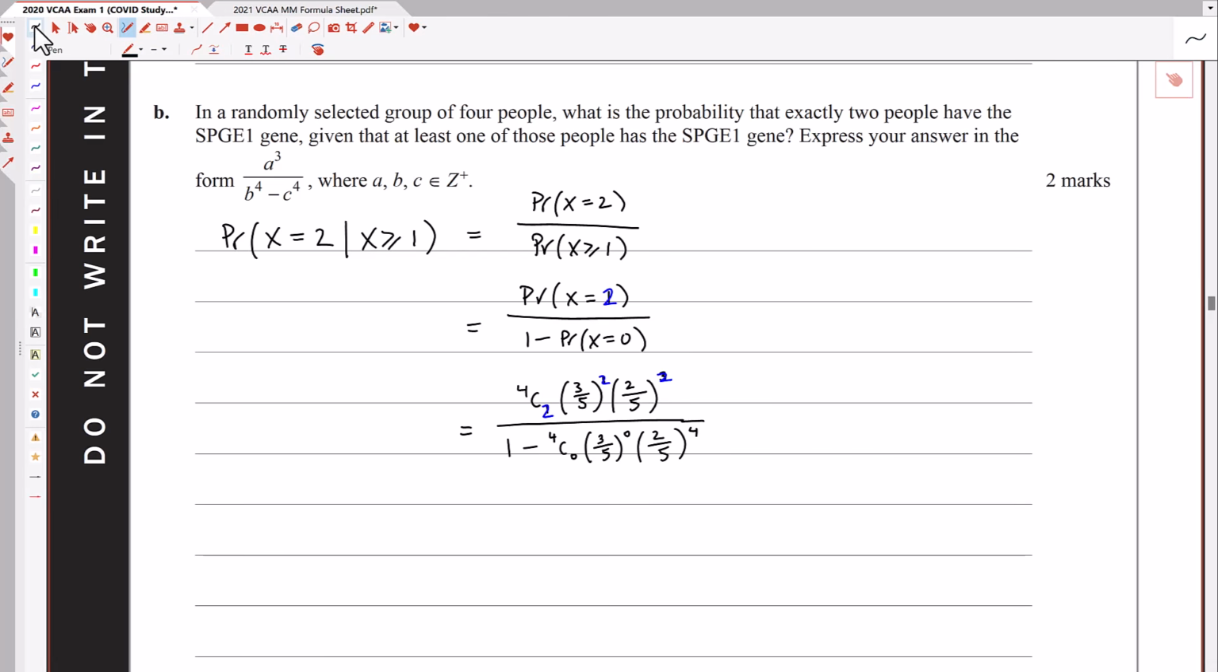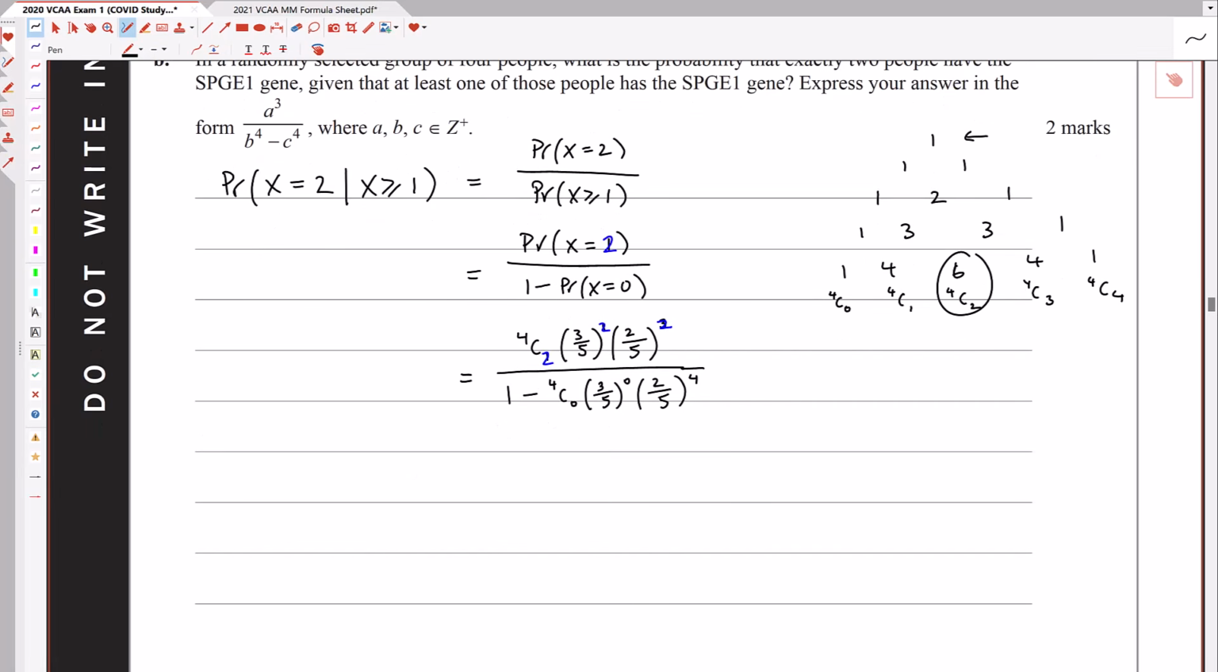Okay, 4 choose 2 I don't know off the top of my head, so I'm just going to quickly generate my Pascal's triangle down to the 4th row. Bearing in mind that this is the 0th row up here, I've got 1 row there. Now I need the 2nd row, the 3rd row, and the 4th row here. 1, 4, 6, 4, 1. So this is 4 choose 0, this is 4 choose 1, this is 4 choose 2, this is 4 choose 3, and this is 4 choose 4. So I'm going to need that one there, 6. I also obviously need the 4 choose 0, but I know that one.